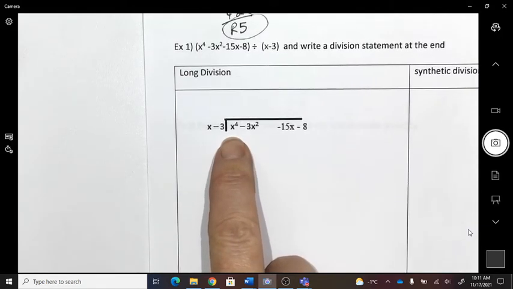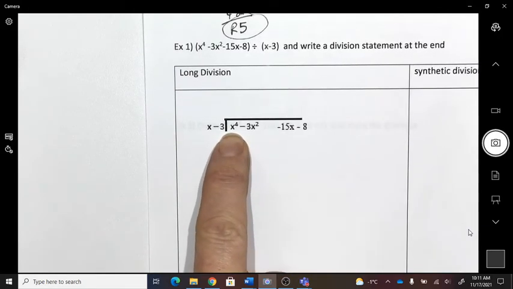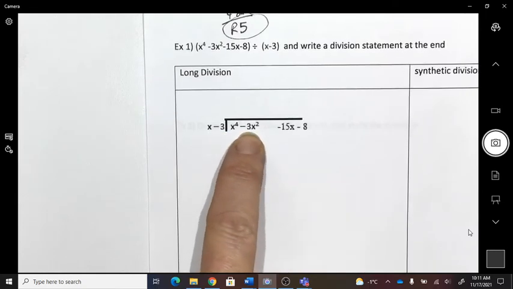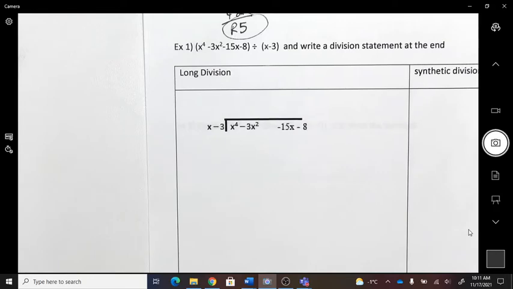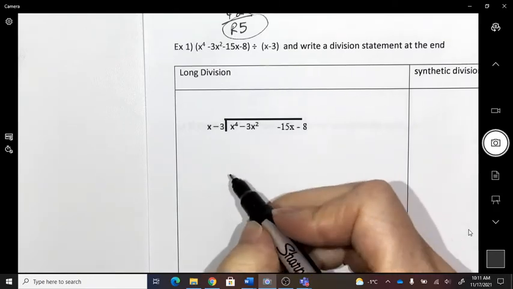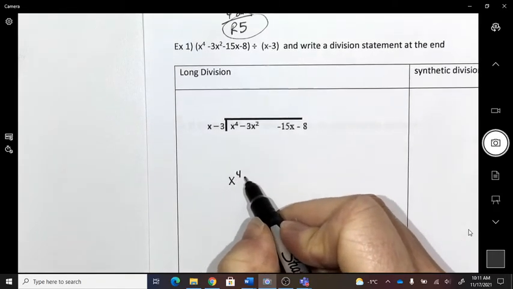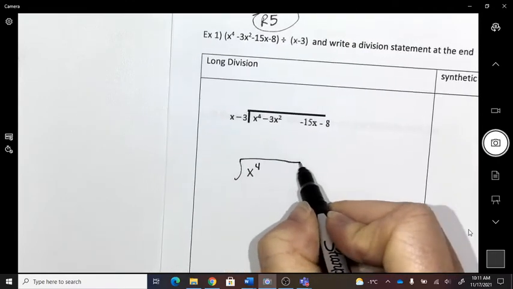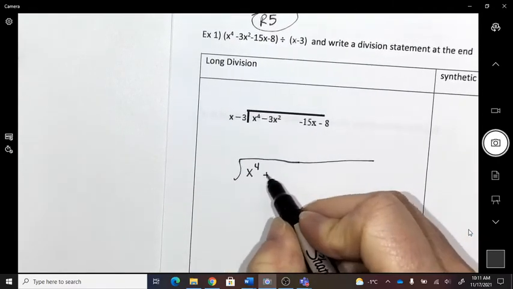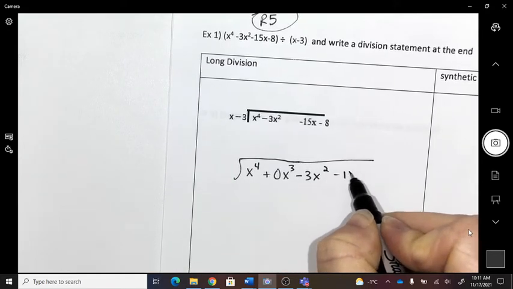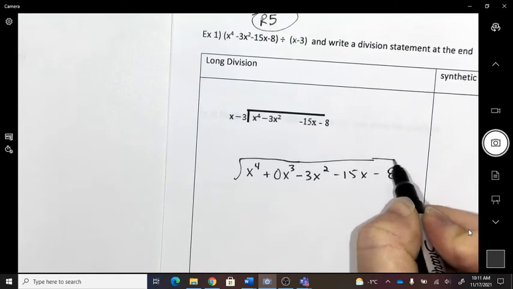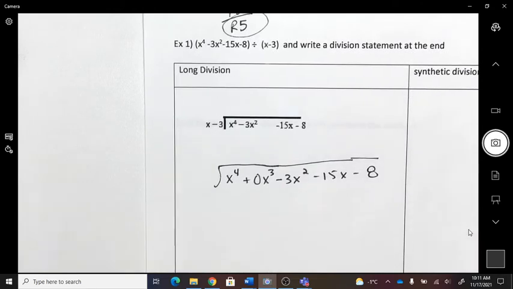Do you notice how this polynomial starts with a 4th degree and then it goes to a 2nd degree? So when we're working with polynomials, they always have to go down in an order. So I'm actually going to rewrite this with a 0x cubed. Now does it look like it's going down in an order all the time?